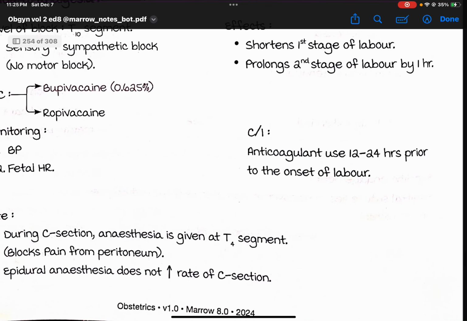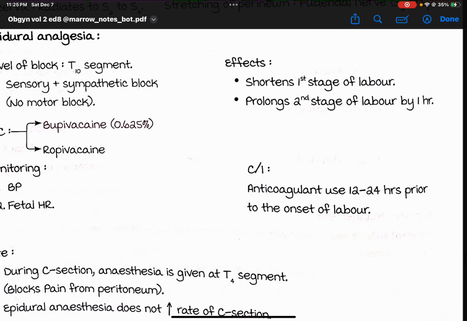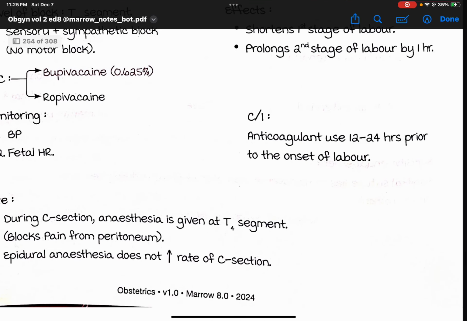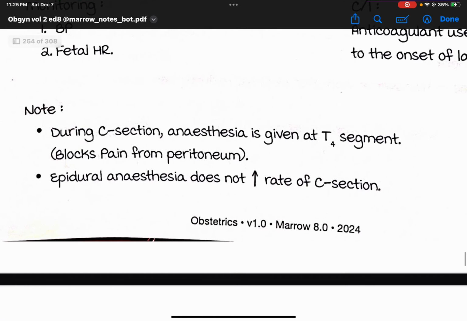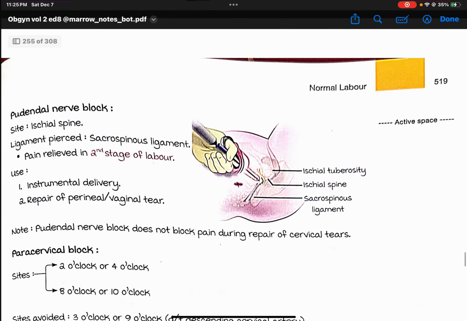Contraindication is anticoagulant use, 12-24 hours prior to the onset of labor. During C-section, anesthesia is given at T4 segment, which blocks pain from peritoneum. Epidural anesthesia does not increase rate of C-section.